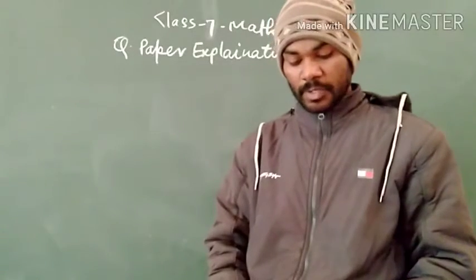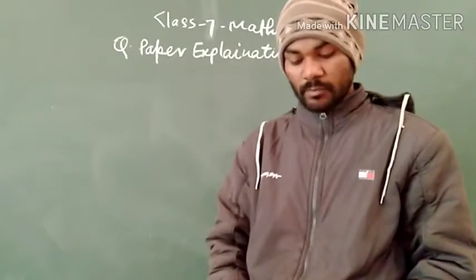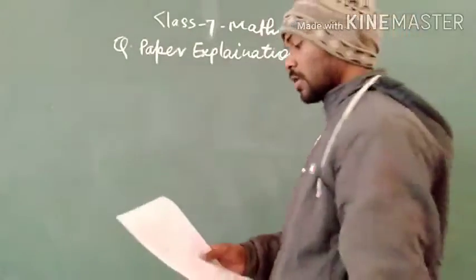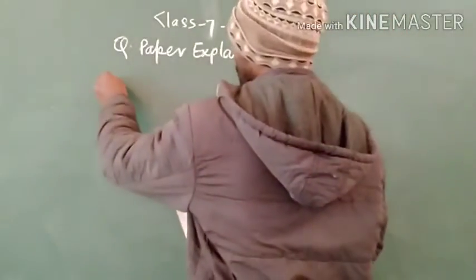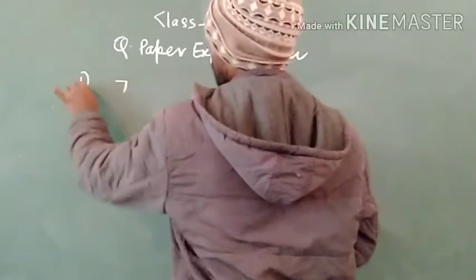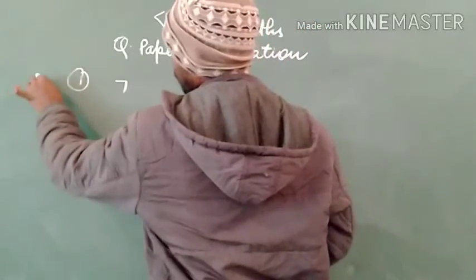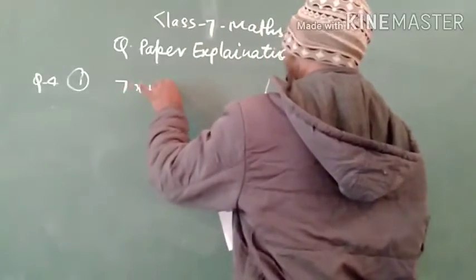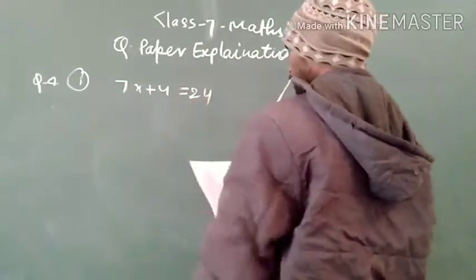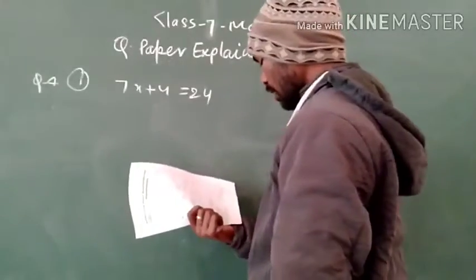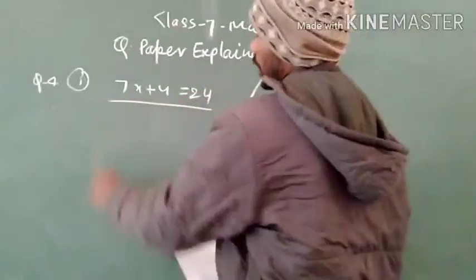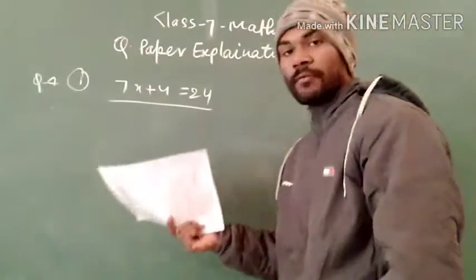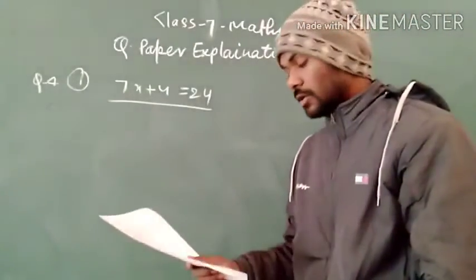In section B, the first question is evaluate and check the answer. That is the very short answer type question. There is given a linear equation, the first part of question number 4: 7x plus 4 is equal to 24. You have to just solve it, and you know how to solve this. So solve it and find out the result.